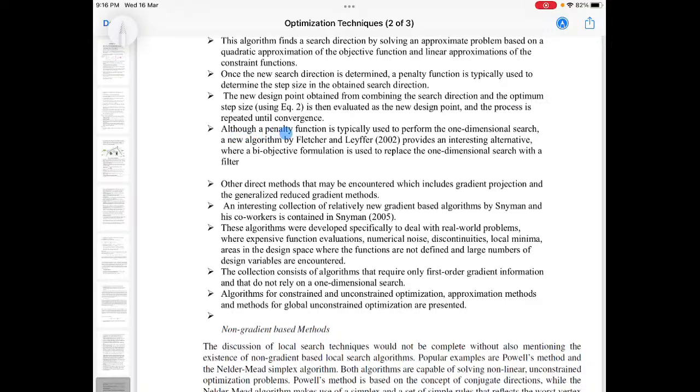Although a penalty function is typically used to perform the one-dimensional search, a new algorithm by Fletcher and Leyffer 2002 provides an interesting alternative, where a bi-objective formulation is used to replace the one-dimensional search with a filter. So here, instead of a single one-dimensional search, a bi-objective formulation is used. The other direct methods that may be encountered include gradient projection and the generalized reduced gradient methods.